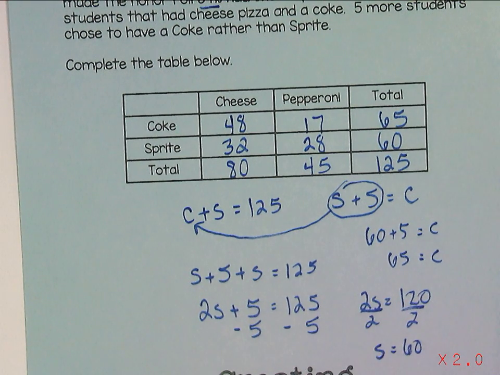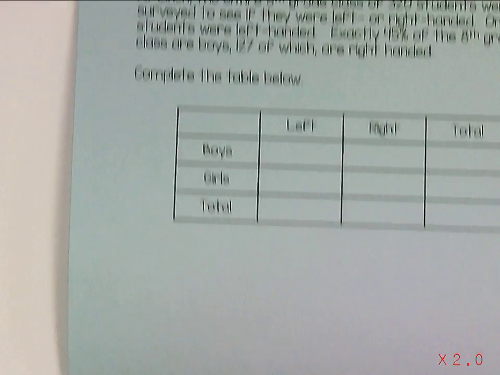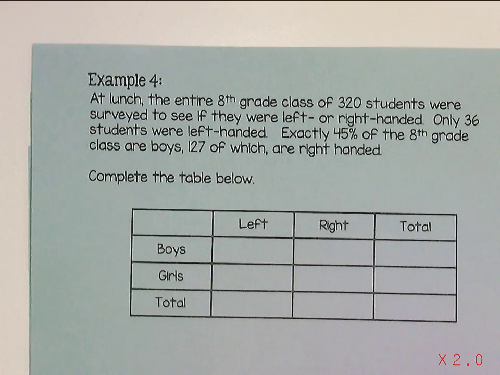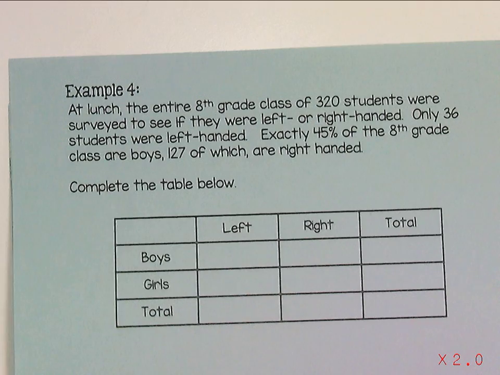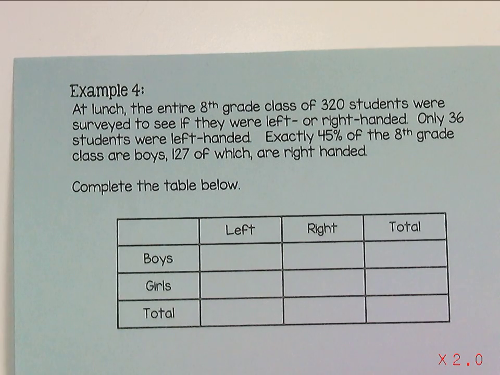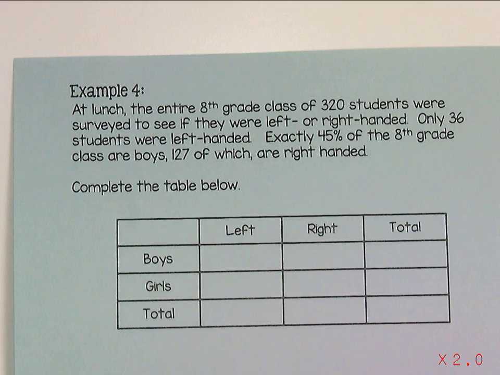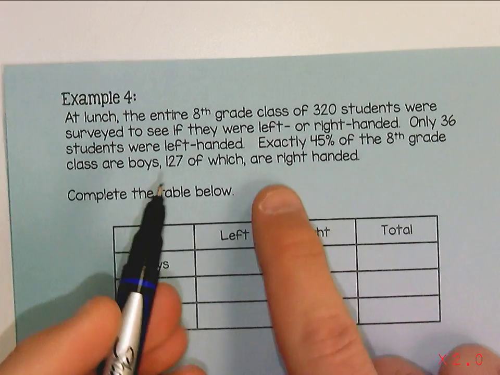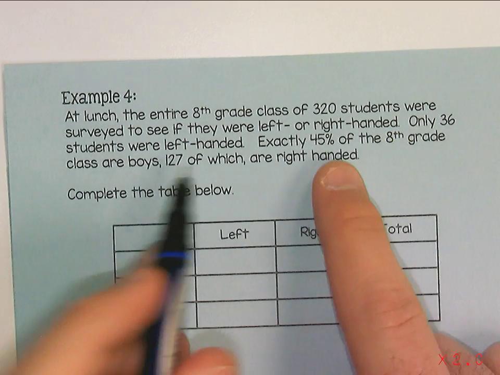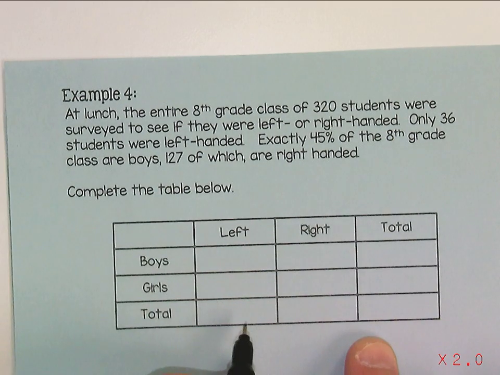But after looking at that one, I would like you to try example 4 here. So let's read the example together and then you can get started. So at lunch, the entire 8th grade class of 320 students were surveyed to see if they were left or right-handed. Only 36 students were left-handed. Exactly 45% of the 8th grade class are boys, 127 of which are right-handed. So using this information, pull it apart one piece at a time. You want to fill in this chart.